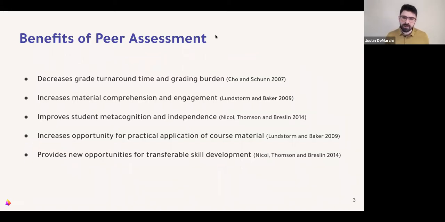So very much the application in the real world is there. It provides new opportunities for transferable skill development. This is very much attached to real world skill development, but not only that, being able to provide and receive critique or evaluation from others is just generally a great thing to be able to develop and learn.